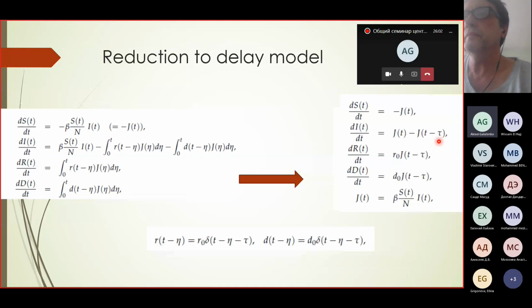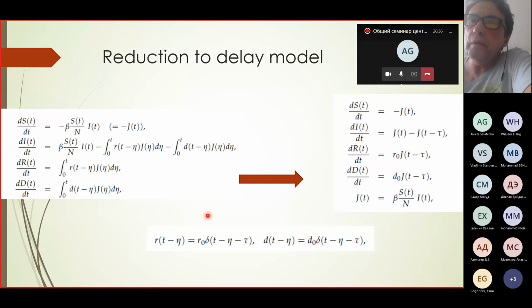I don't understand the second equation of the system on the right, because you extract J of T minus tau, and it is not equal to the sum of recovered and dead people. Why is it so? No, in fact it is, because R0 plus D0 equals 1. Okay, thank you. You're absolutely right, I should write it here, but I forgot about it.